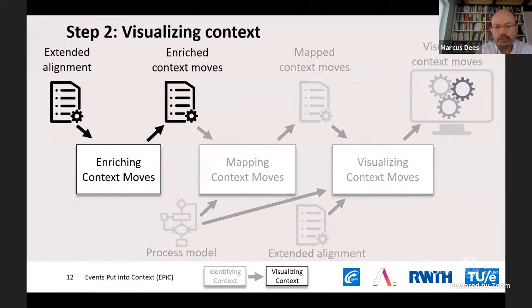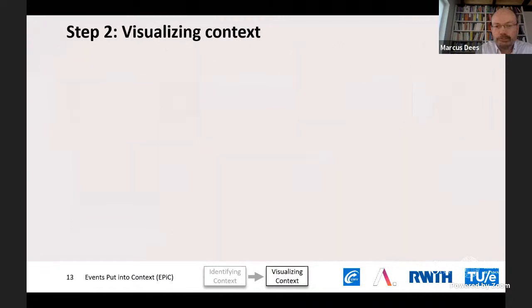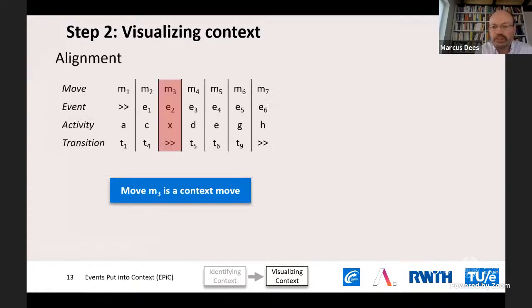So the first step is enriching the context moves. We want to plot context moves on Petri net edges, because both transitions and places are already in use to visualize other types of deviations between the log and the model. To do this, we need the preceding and succeeding control flow moves for every context move, because these are the links to a process model.